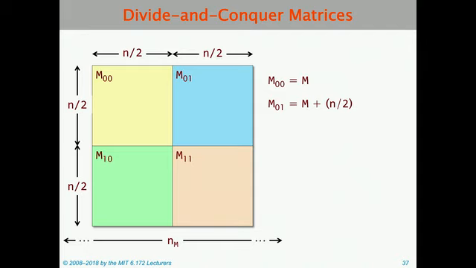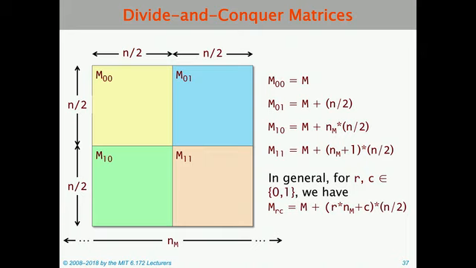Where does m10 start? This is the tricky one. Okay, here's the answer. m plus the long matrix times n over 2, because I'm going down n over 2 rows, and I've got to go down the number of rows of the outer matrix. And then m11 is the same as the 2 there. So here's, in general, for row and column being 0 and 1, a general formula that matches up with that, where I plug in 0 and 1 for each one.